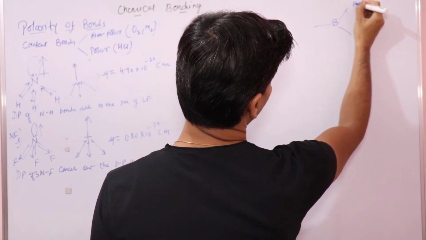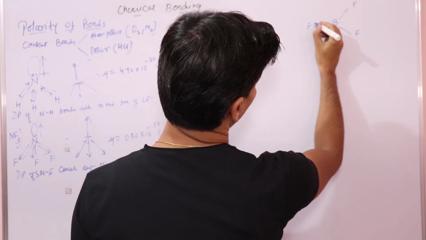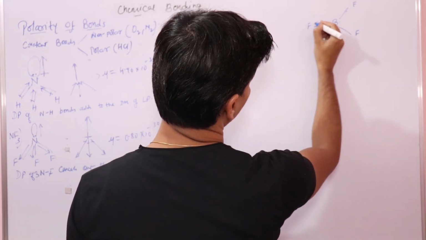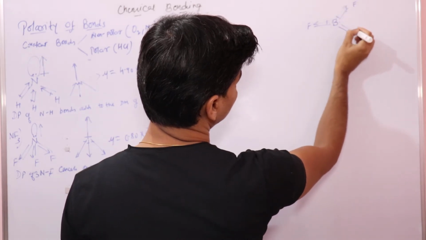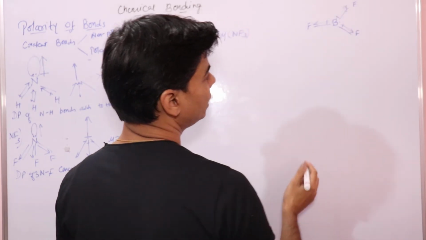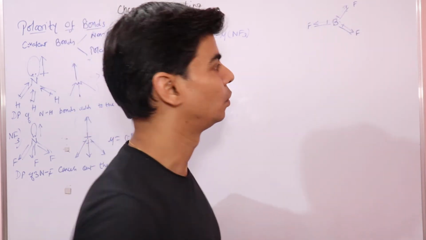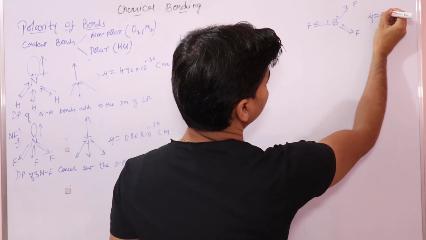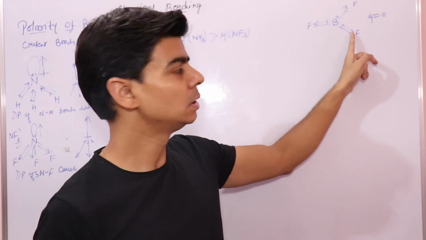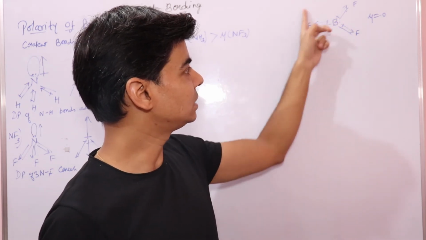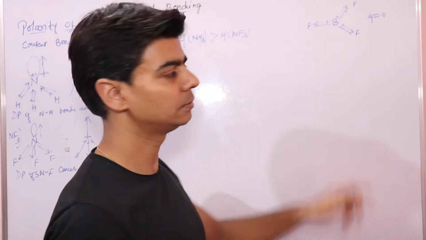Right, so here is F. If you want to draw the dipole moment, it would be like this. Fluorine is more electronegative, right? So the dipole moment of this molecule is zero, right? Because the dipole moment of these three B-F bonds would be cancelled by the dipole moment of this B-F bond, which is pointing in the opposite direction, right?